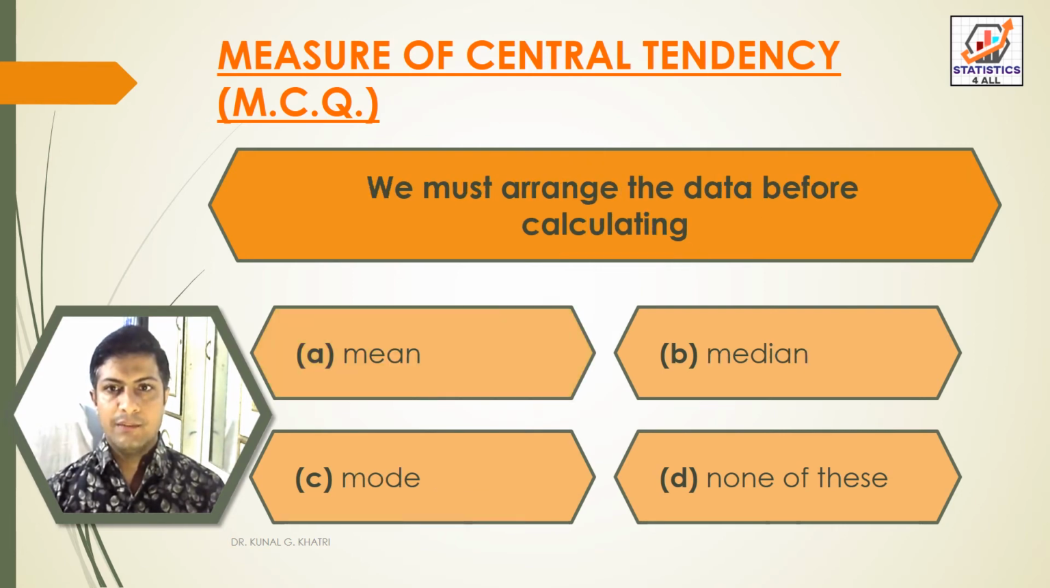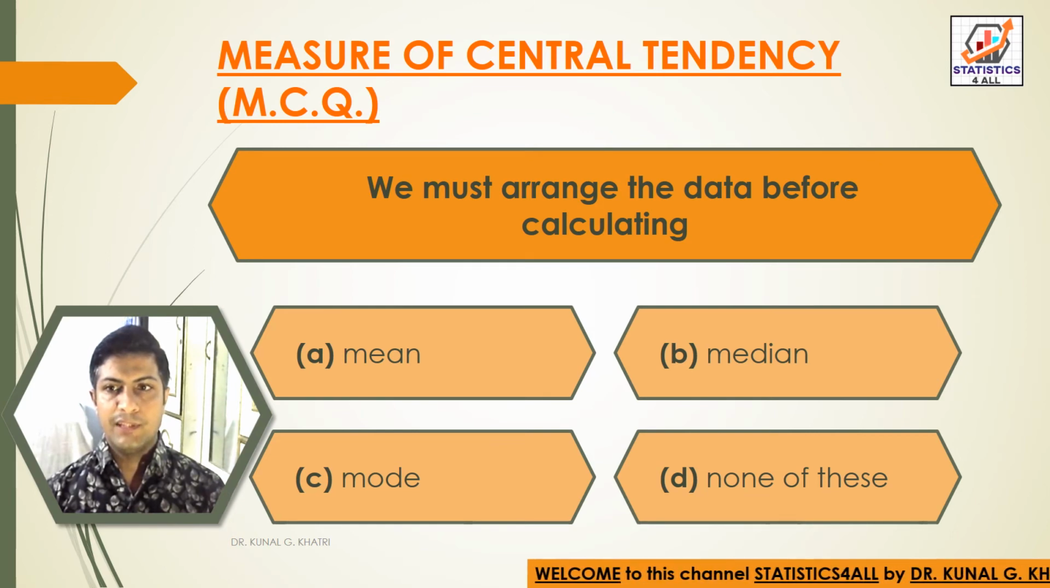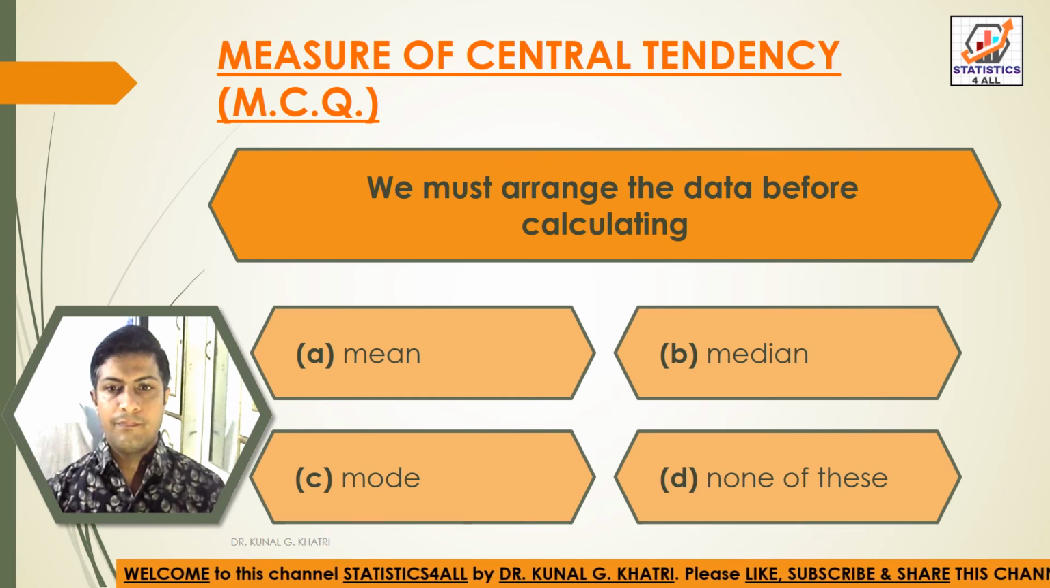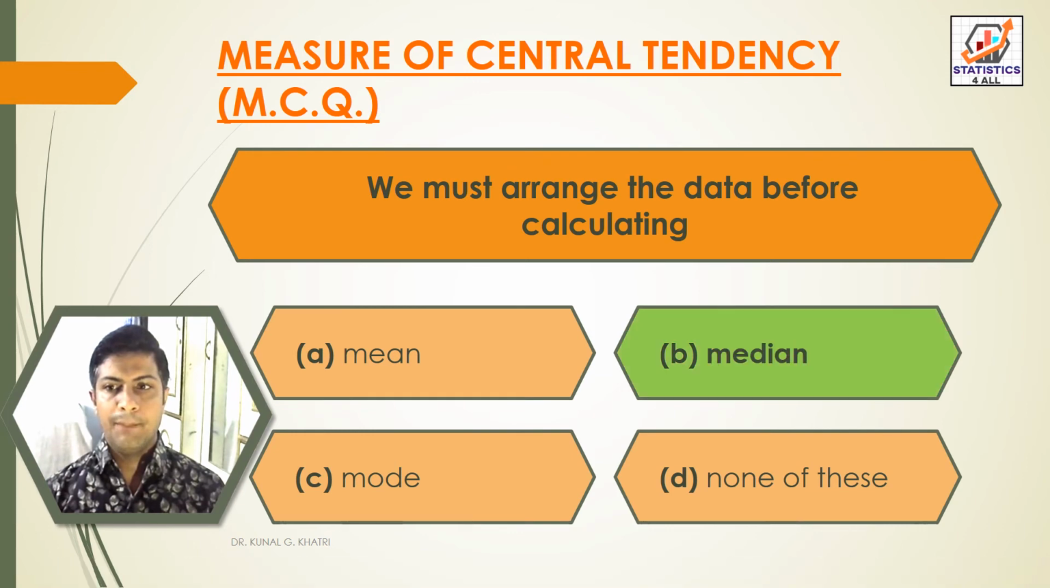Next question, we must arrange the data before calculating. Option A, mean, option B, median, option C, mode, and option D, none of these. Here we have answer option B, median. We must arrange the data before calculating the median.